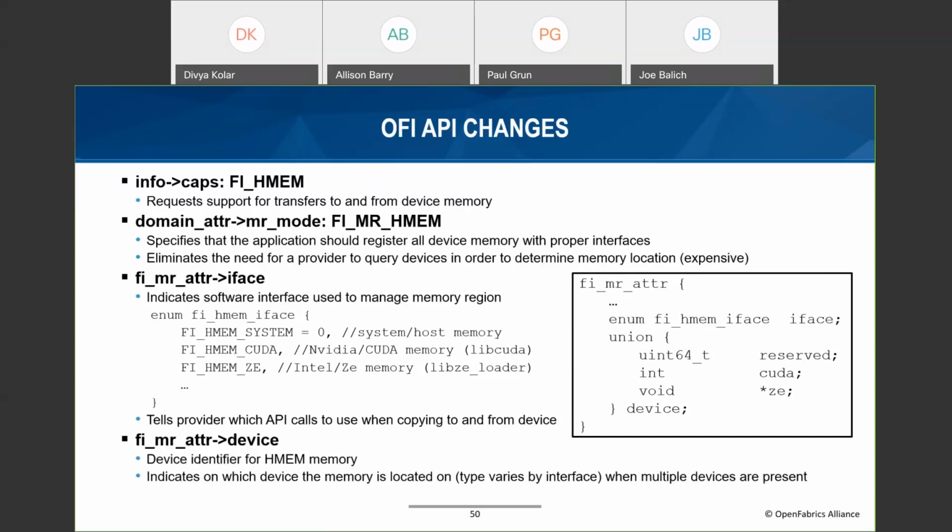The other registration attribute added is a device field, indicating on which device the memory is located for use in systems with multiple devices. So this varies by the interface that we're using. So for example, for CUDA, this is just an int, which is equivalent to the CUDA type CUdevice. So those are the four additions to expose and facilitate the device support between the application and the provider.